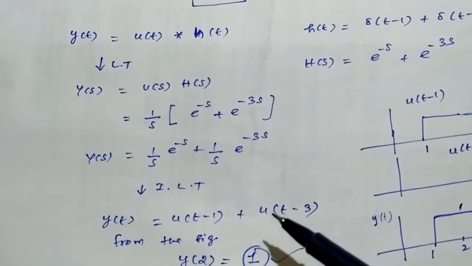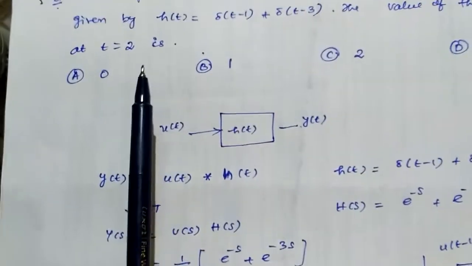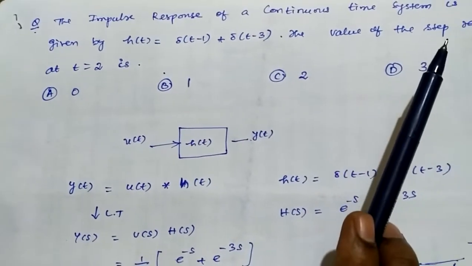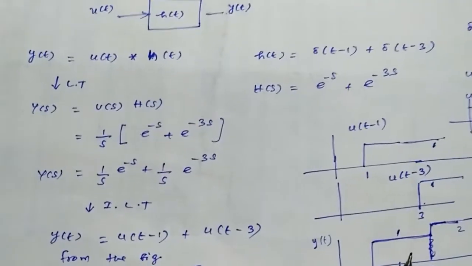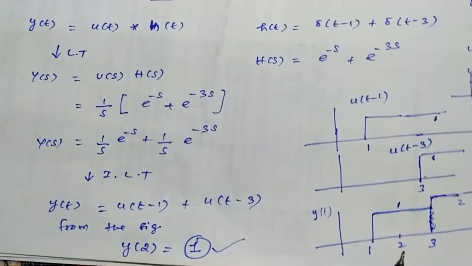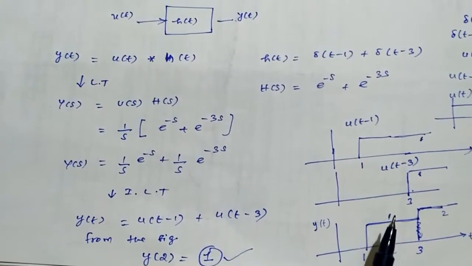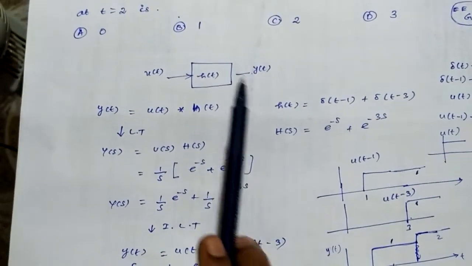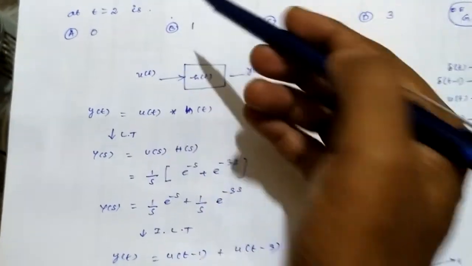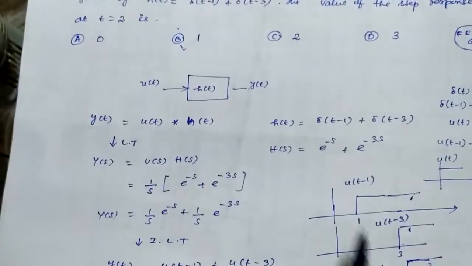Now the question asked was, what is the value of the step response at t = 2? So at time t = 2, the function value is 1. So B is the answer.